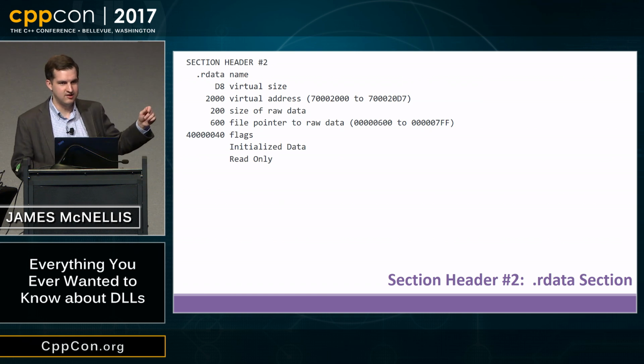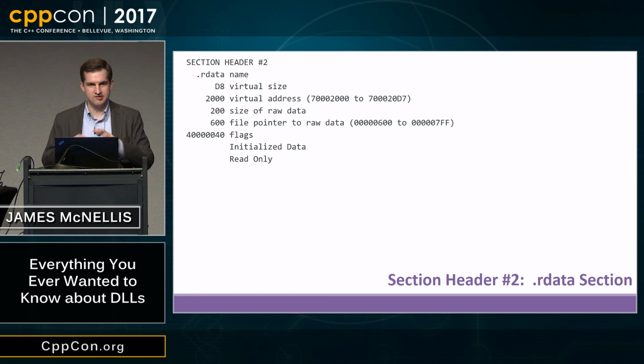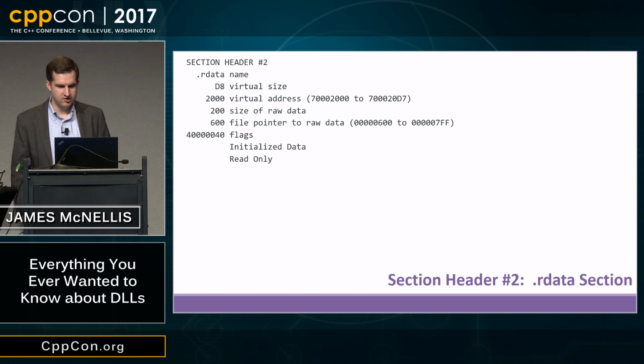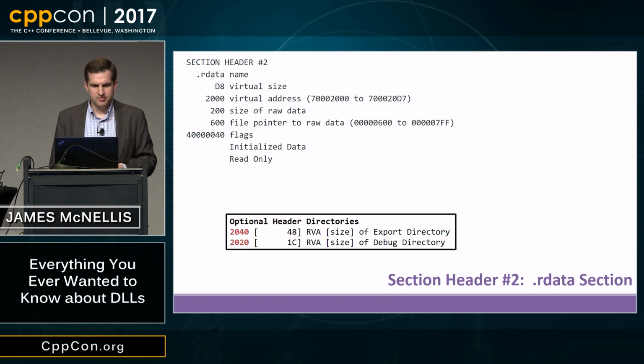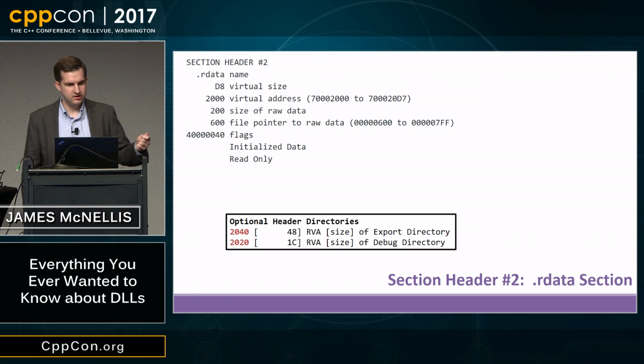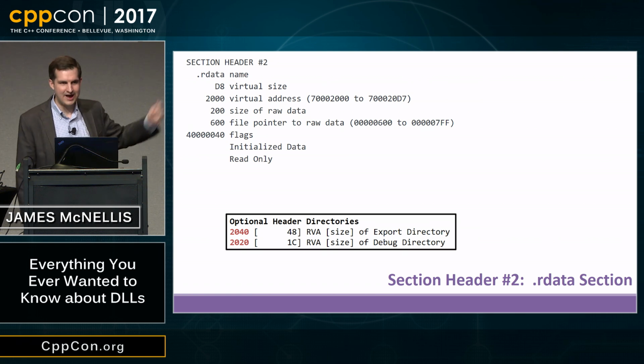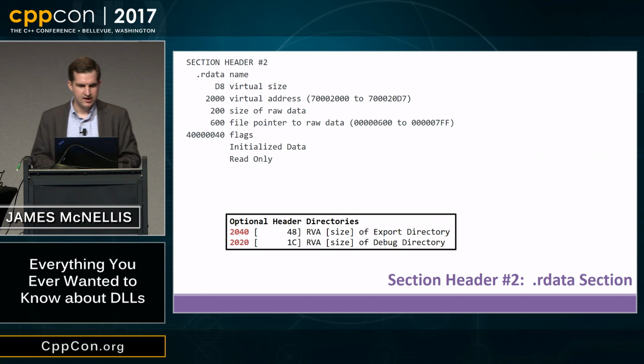We can see in the flags here that it will need to be mapped into a page that has read-only permissions, so not writable, not executable. And it's got slightly more data in it. From the optional header, we also saw that this DLL had 2 directories. There are many more it could have had. And the RVAs there happen to be inside of this section.